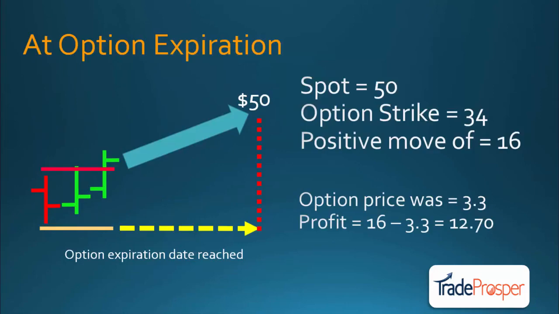So if we wanted to end the trade here, in other words, just sell the option back, the amount of profit that we would have at this point is calculated as follows. Buying the shares at 34, selling them at 50 creates a profit of $16, but we paid $330 worth of premium, so that leaves us with a net profit of $12.70.